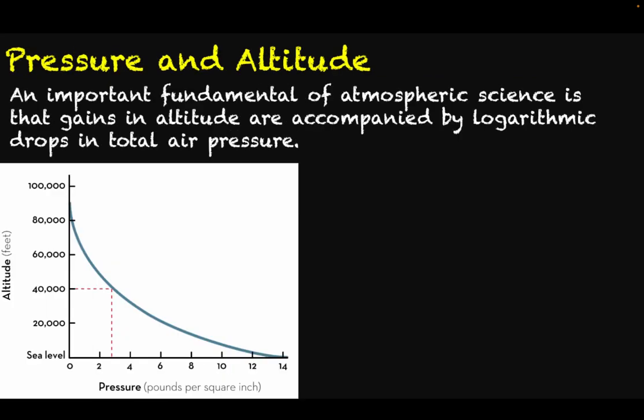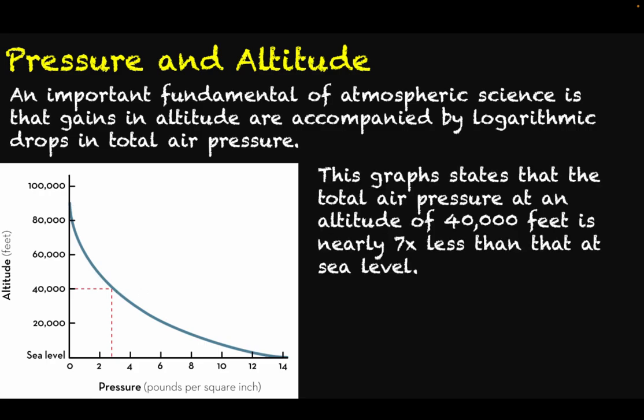So we've seen before that obviously an important fundamental of atmospheric science is that gains in altitude are accompanied by logarithmic drops in total air pressure. So you can see with this diagram here that at sea level and at 1 atmosphere of pressure, that's going to be what you find at sea level. So about right over here. At sea level, you have about 14.7 pounds per square inch, which is equal to about 760 millimeters mercury. But as you gain in altitude, you get this logarithmic drop in air pressure with those gains in altitude. So we know that for sure.